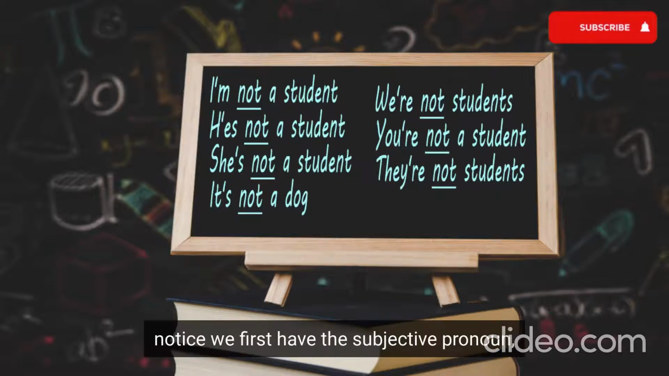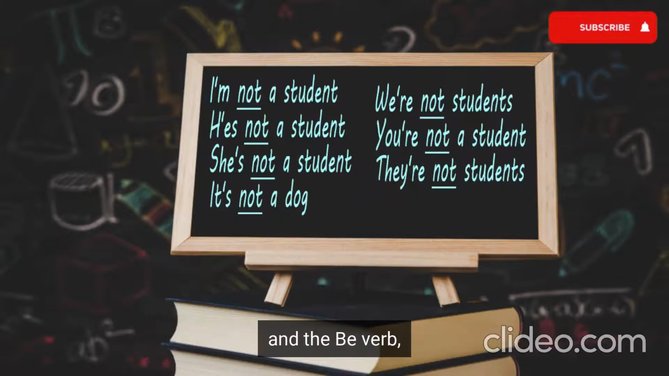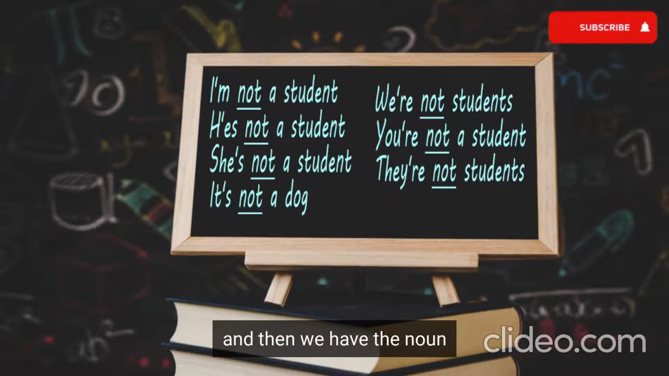Okay. Now, notice we first have the subjective pronoun and the be verb, then we put not. Okay. Not comes after. And then we have the noun. Okay. I'm not a student.